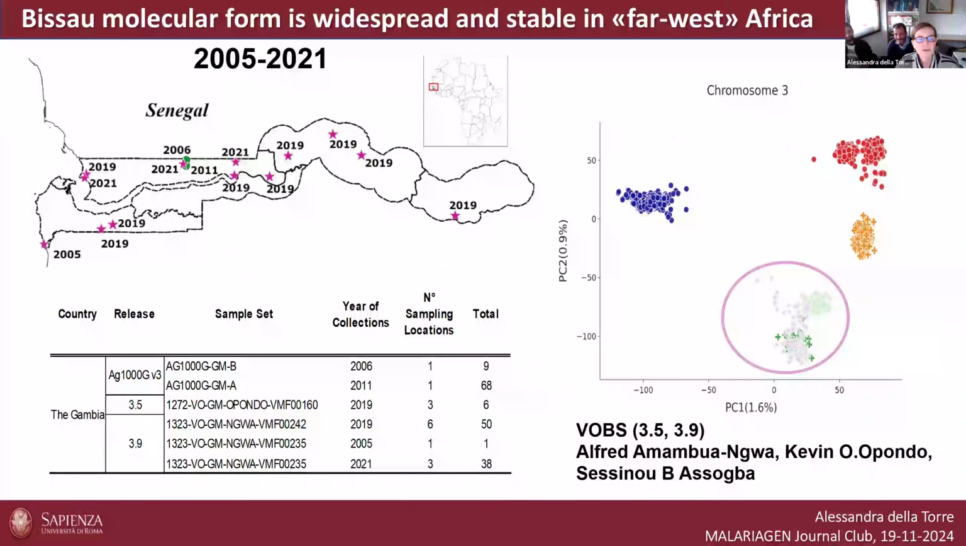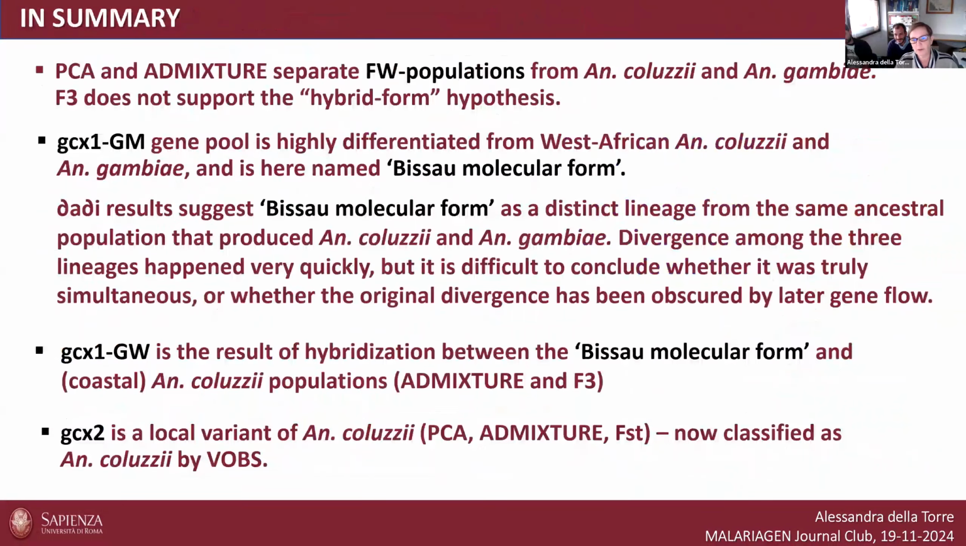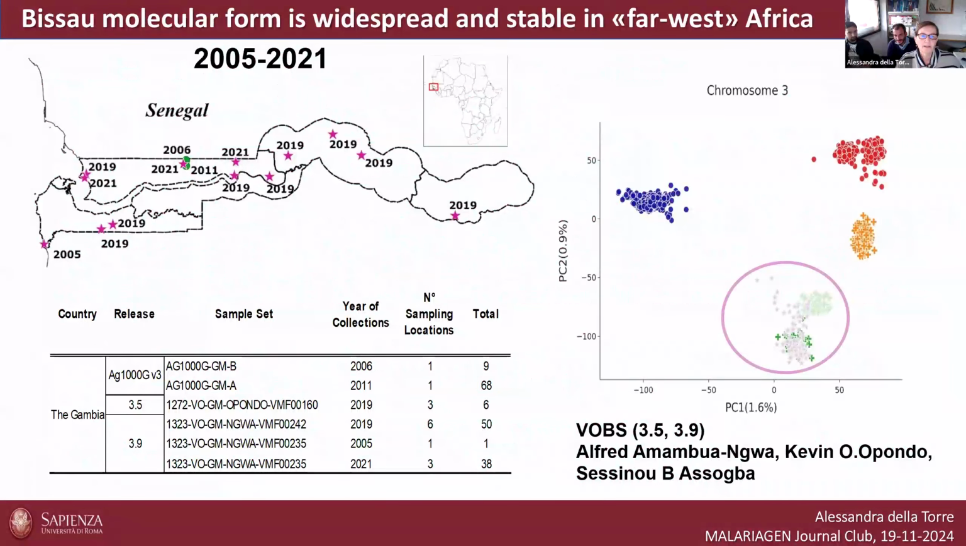Okay. So here you can see, all the results that we got so far are based on 3 populations, 2 from the Gambia and 1 from Guinea-Bissau, for which we have sequence data available. But in the meantime, many other populations have been sequenced by the Vector Observatory. These populations were provided by colleagues who co-authored the paper with us, and they are very important because they show, here on the map in the Gambia, that the Bissau molecular form is present all across the Gambia. And we have preliminary evidence that the same is true for Senegal.